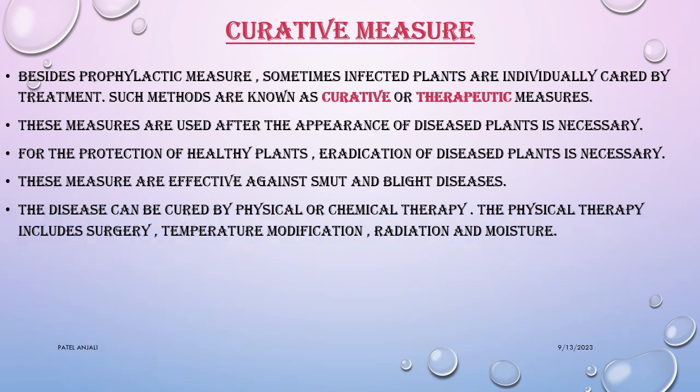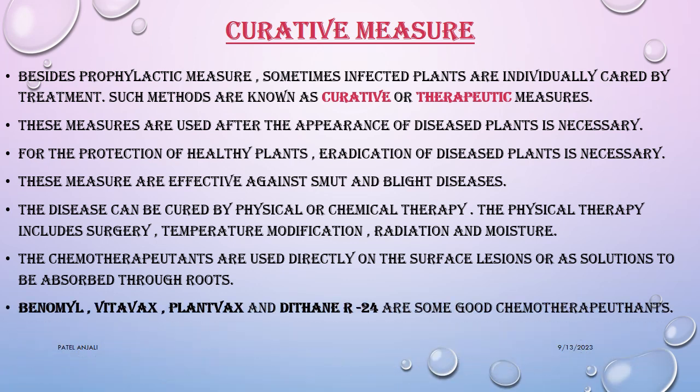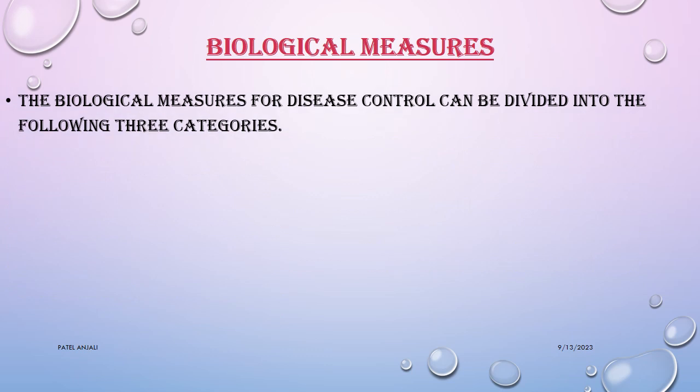The disease can be cured by physical or chemical therapy. The physical therapy includes surgery, temperature modification, radiation, and moisture. The chemotherapies are usually applied directly on the surface lesions or as solutions to be absorbed through roots. Bromide, Beta-Vax, plant wax, and dithane are good chemotherapeutants.